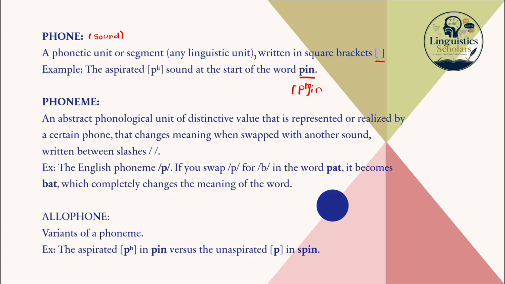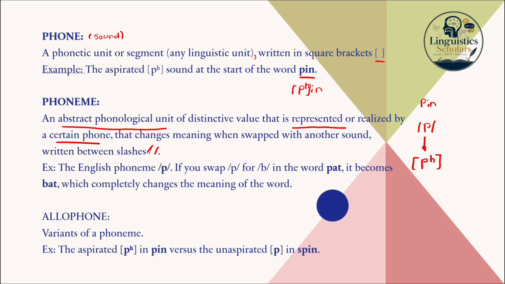Phoneme is an abstract phonological unit of distinctive value that is represented or realized by a certain phone, and that changes meaning when swapped with another sound. It is written between slashes. Let's say if I take the same word pen, here we have a phoneme p, but it is realized as aspirated in the production of the word pin, right?